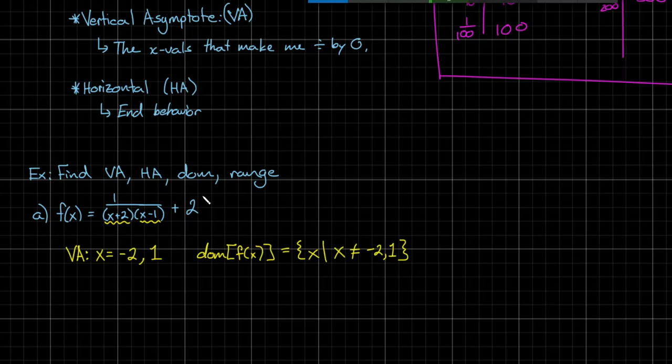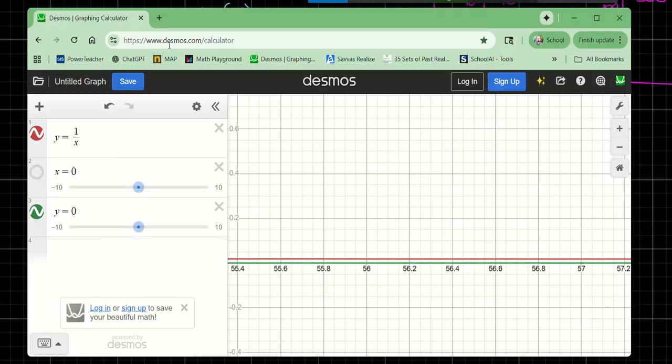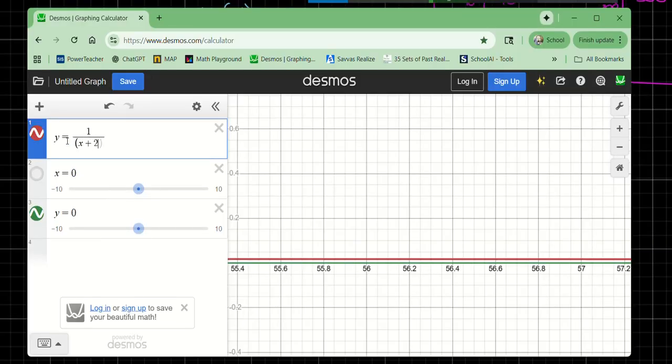So I'm going to give it a second. I just looked at the zeros of the denominator. That's how we got these. And let's take a look. 1 over x plus 2. Lost my Desmos. So it's 1 over x plus 2 and x minus 1. Okay, so we'll go back home.